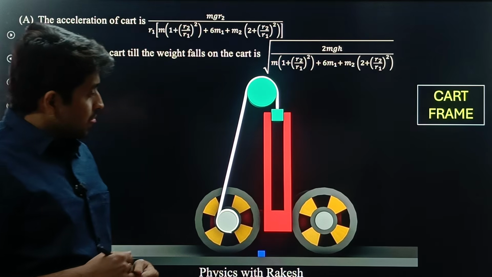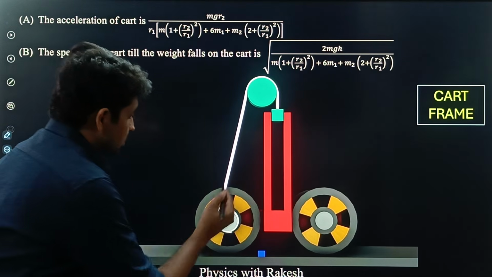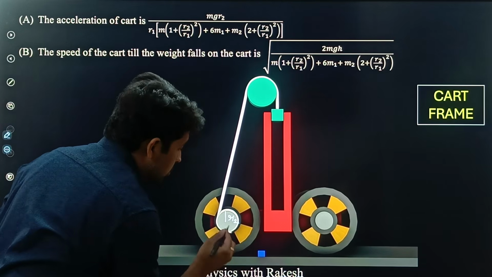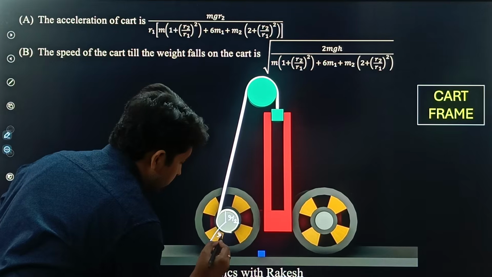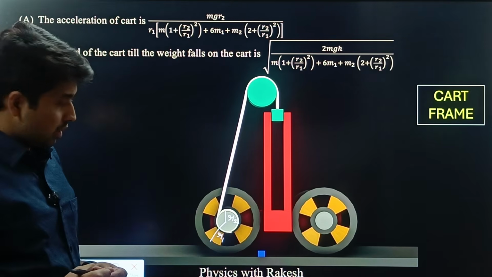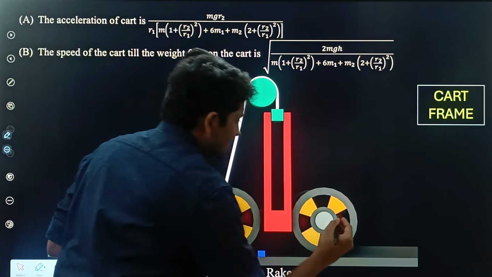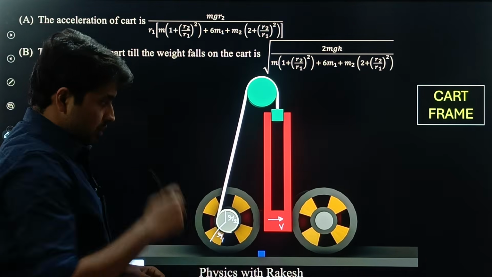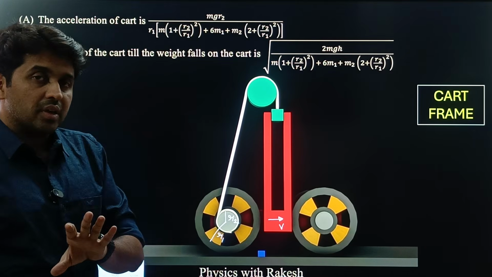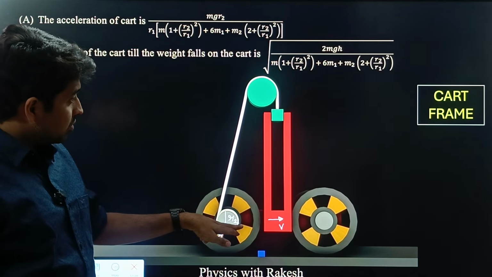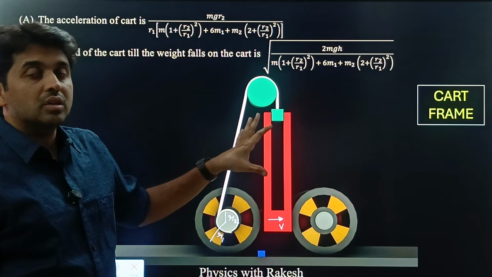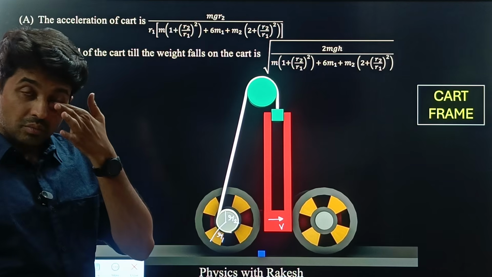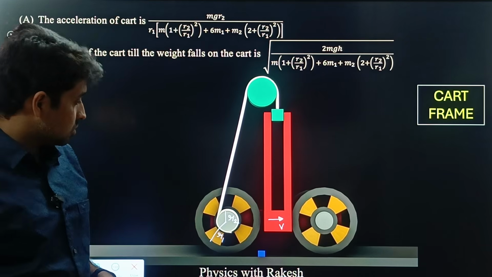Suppose he has given this radius as R2, and this radius he has given as R1, and suppose the speed of the cart is V. The small information that I'm giving here is the relation between the speed of the cart and the speed of the mass. We'll be using this relation in that question. So diagrammatically, if I show you, it becomes a little easy. That is why I'm showing you this.